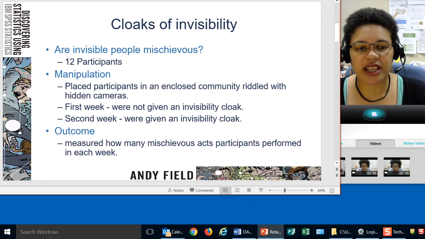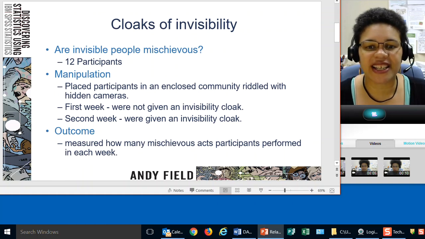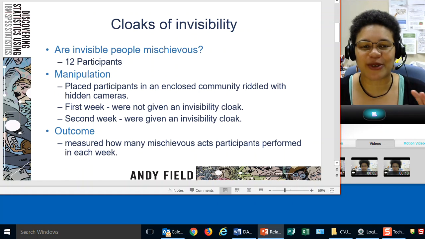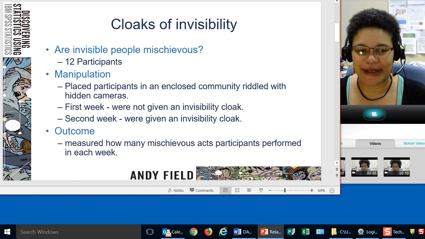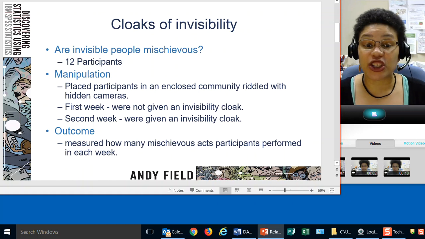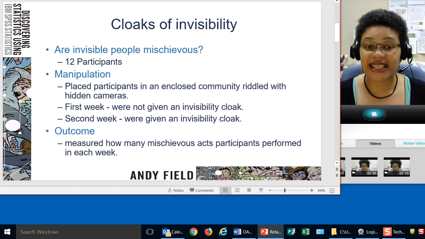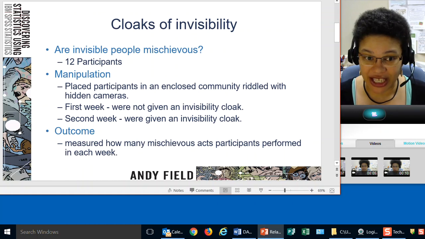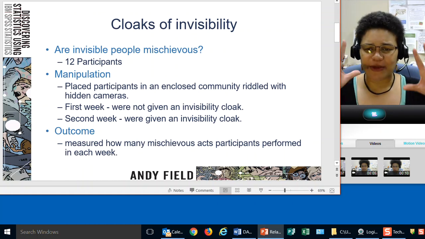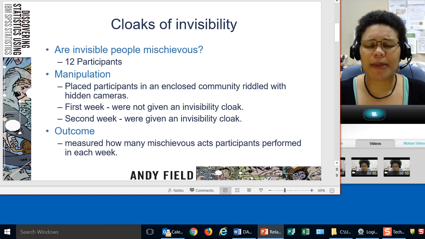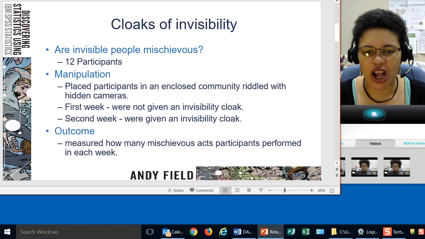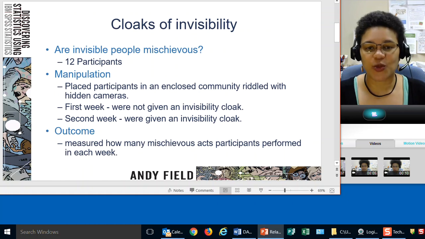In this case, as before, we're placing participants in an enclosed community riddled with hidden cameras. Maybe it's a classroom, maybe it's a school. During the first week, our third graders do not have an invisibility cloak. During the second week, they do have an invisibility cloak. Our cameras are able to see through the invisibility cloaks, and we go back, look at all the videos, and measure how many mischievous acts participants performed each week.